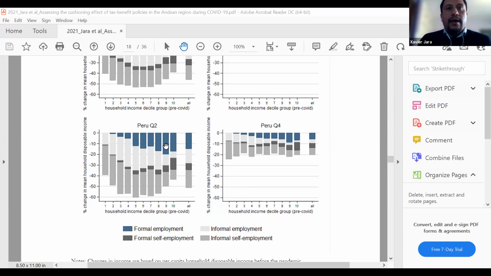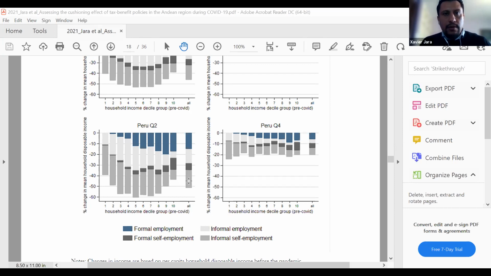And first, we see some interesting patterns. If we look at the second quarter, we see that the drop in earnings for formal employees happens mostly at the top of the distribution. This is something we would expect. Formal employees are usually in the upper part of the distribution. But it plays a quite important role. If we look at Peru, this blue bar for the whole population contributes significantly to the drop in earnings.